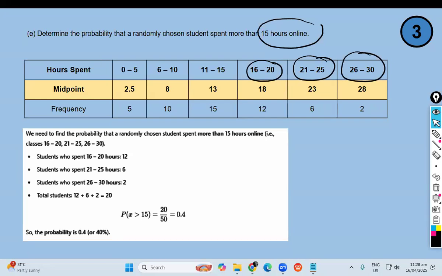So how many people is that? That's 12 people, 6 people, and 2 people. If you add up those values, how much are you going to get? 20. So the total number of people that fit the criteria we care about is 20. And how many people do we have in all? If we add up all the people, we're going to get 50. So 20 divided by 50 is 0.4.